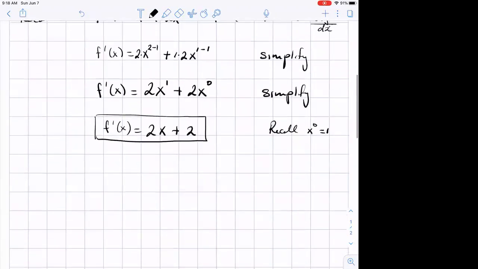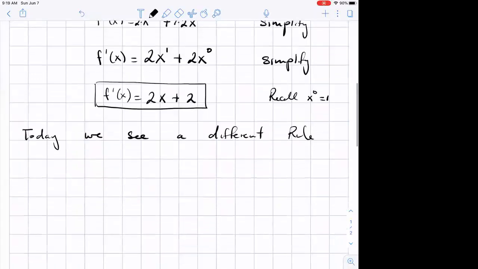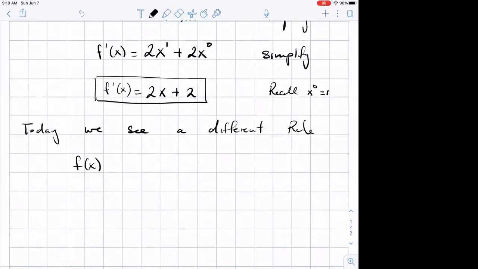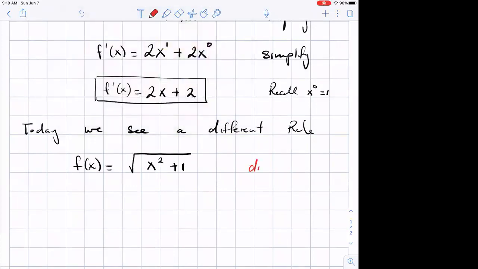Now, today, we will see a different rule. Okay. So for example, if I tell you f of x is equal to the square root of x squared plus 1. Now keep in mind that derivatives involve power, right? Derivative always works with power.